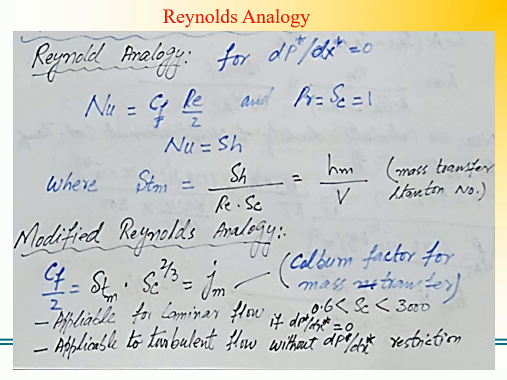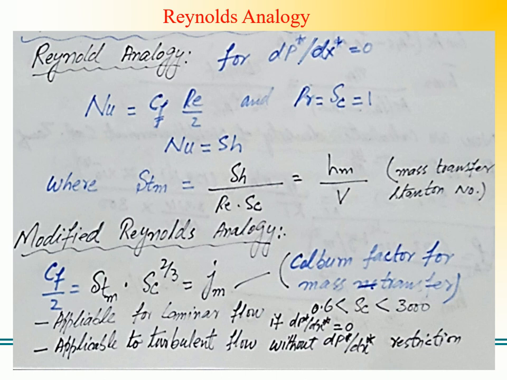So the modified Reynolds analogy is Cf by 2 equal to the Stanton number m times the Schmidt number to the power 2 by 3, which is equal to Jm. This is the empirical relation for the Colburn factor for mass transfer. We have also written the equation for JH, the Colburn factor for heat transfer. This one is for mass transfer: STM, the mass transfer Stanton number, times the Schmidt number to the power 2 over 3, is Jm, the Colburn factor for mass transfer.